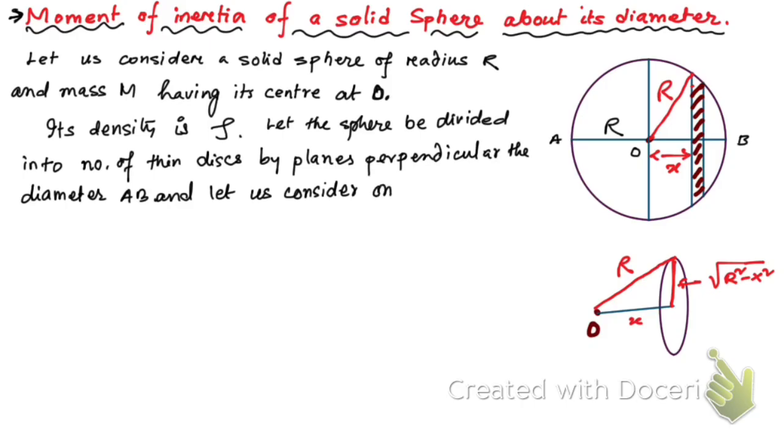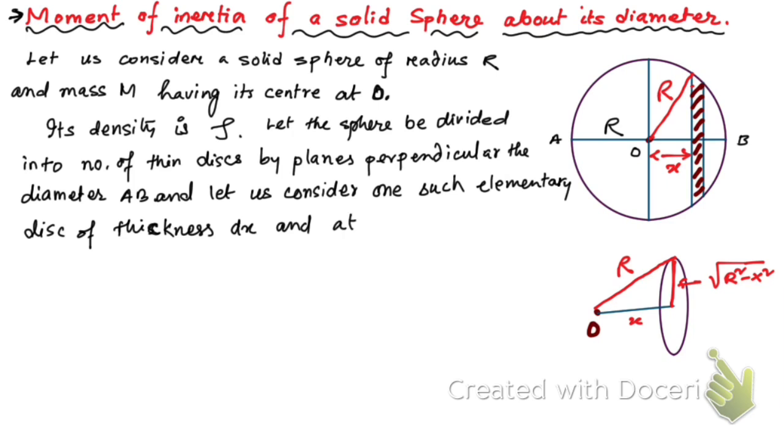one such elementary disc of thickness dx, and at a distance x from O. Therefore its radius is nothing but root over R square minus x square.